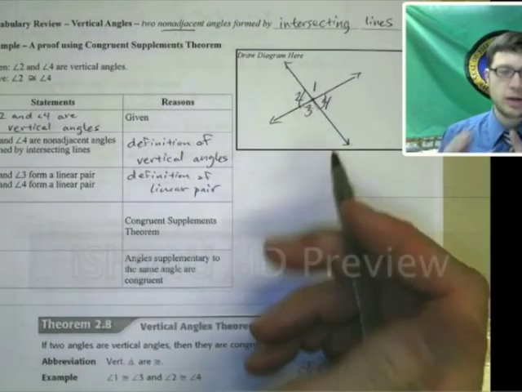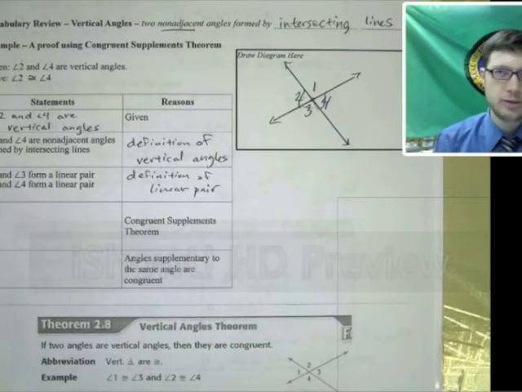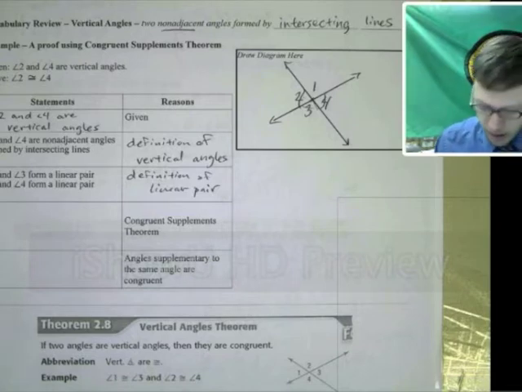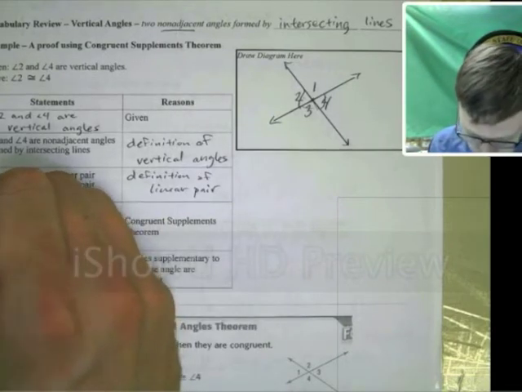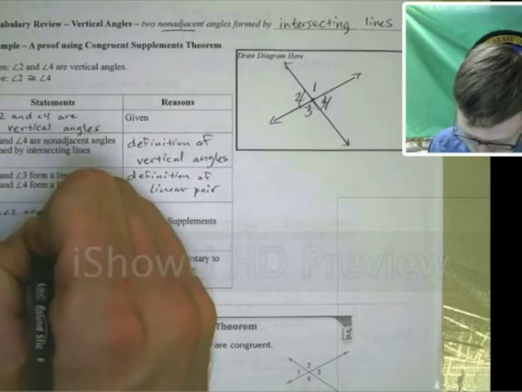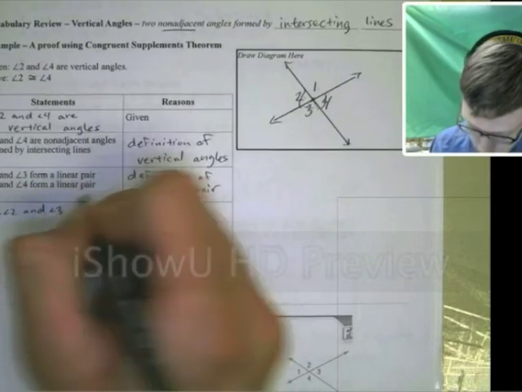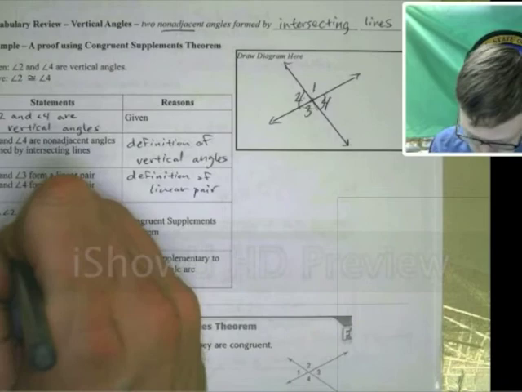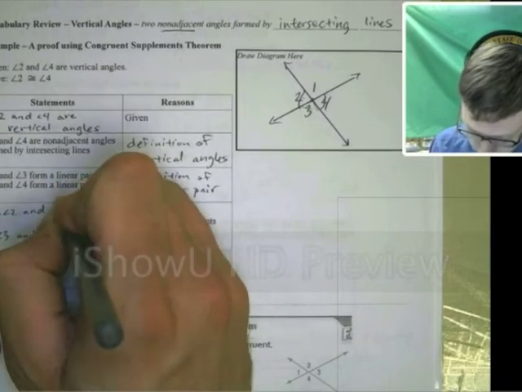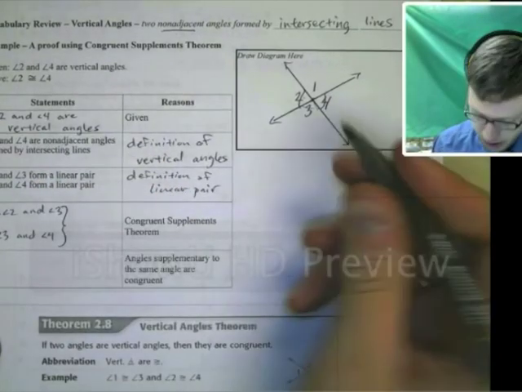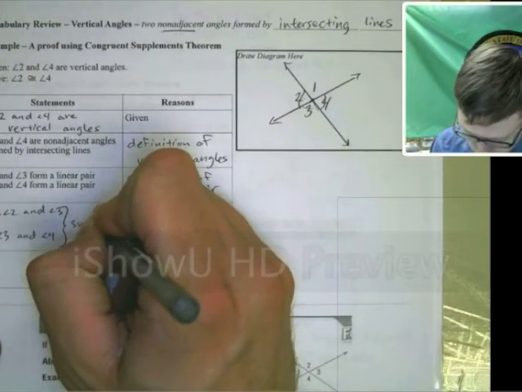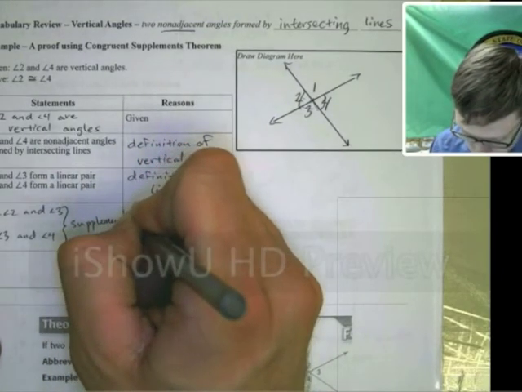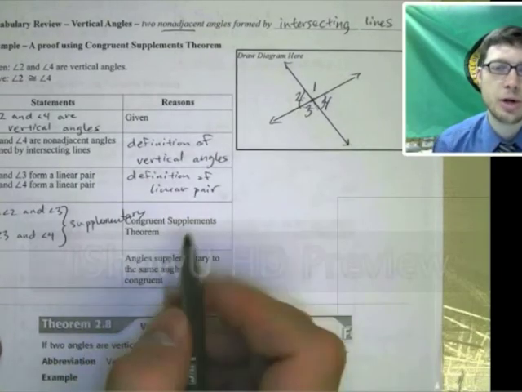Definition of linear pair. Now the nice thing is, we have this proof that goes back to the previous page. If they form a straight line, they must be 180 degrees. If they're 180 degrees, they must be supplementary. So angle 2 and angle 3, and also angle 3 and angle 4, are supplementary angles. Why? Congruent supplements theorem. Go back and read it.